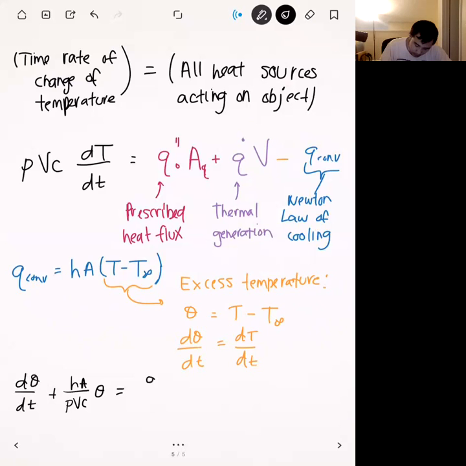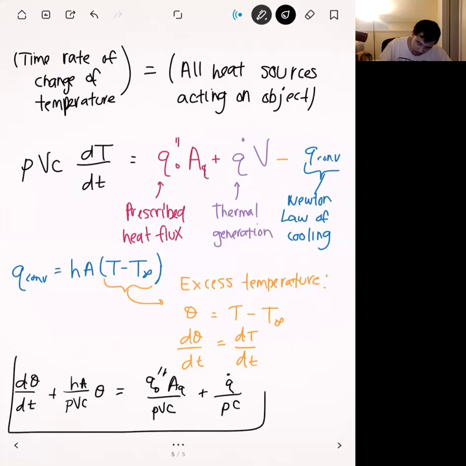Next, we have our prescribed heat flux term, which will be Q naught double prime multiplied by AQ, divided by rho VC. And then finally, we have our thermal generation, so we have Q dot over rho C. So this right here is our general lump capacitance method.